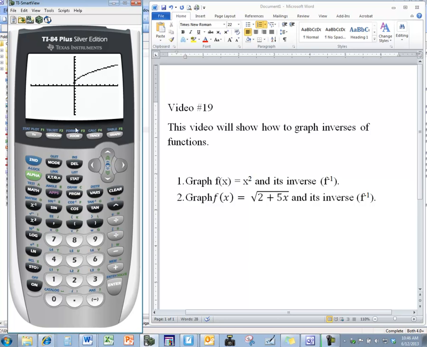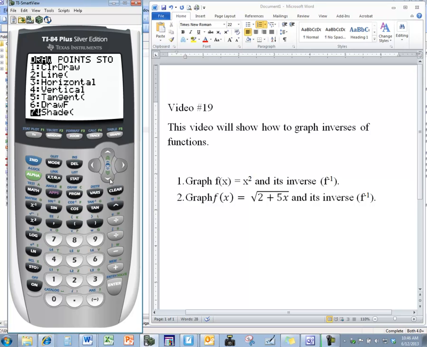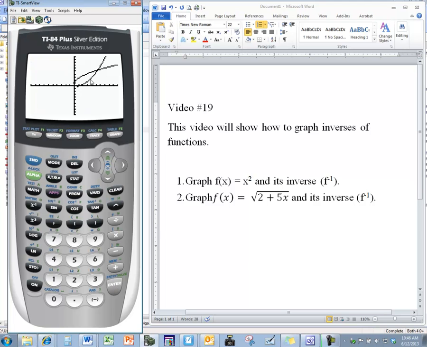Then to draw the inverse, we need to go to draw. So we press second and program. We scroll down until we see draw INV, draw inverse. We need to tell it what function, so we're going to go under vars. We want the y vars function, first one, press enter, and here is the graph of our inverse.